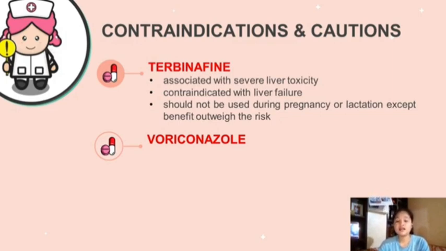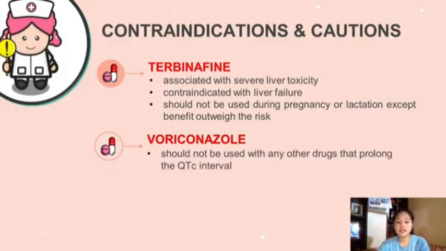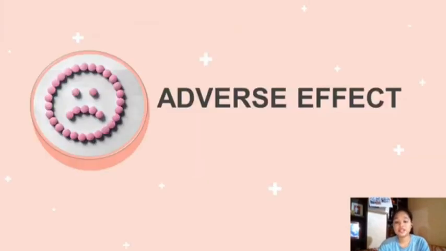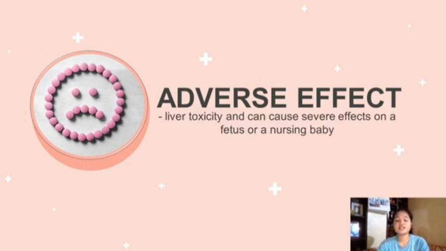be used during pregnancy or lactation except when the benefit outweighs the risk because again it crosses the placenta and enters the breast milk. Lastly, for voriconazole, it should not be used with any other drugs that prolong the QTc interval or corrected for heart rate because it may increase, and cause ergotism if taken with ergot alkaloid. Again, for adverse effects, most of the drugs are associated with liver toxicity and cross the placenta or enter breast milk. That may cause severe effects on the fetus and the neonate.